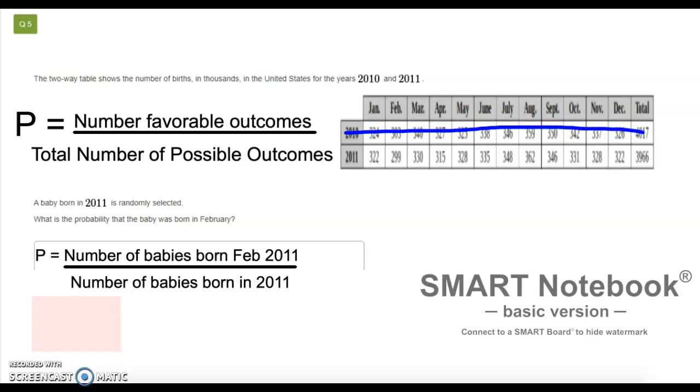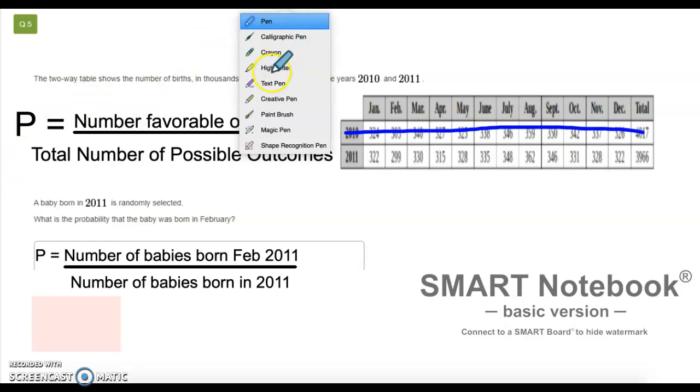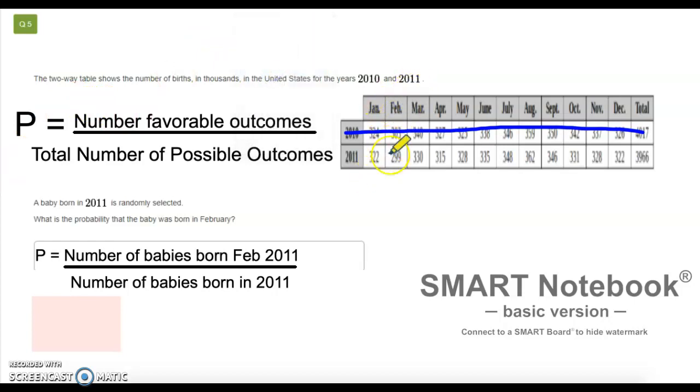were born in 2011. So if we look at our table, if we go to February of 2011, we can see that there were 299 babies born in February of 2011. So that's going to be the numerator of our fraction. And then if we go back to our two-way table to look at the total number of people born in 2011, we see 3,966. So that's going to be the denominator of our fraction.